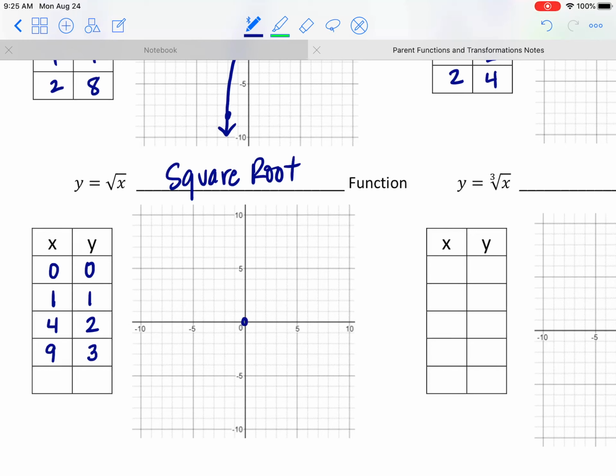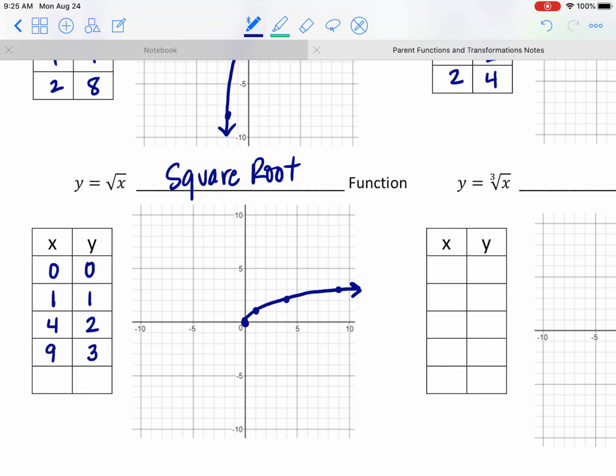So we're going to have a starting point for this graph at 0, 0. And then we've got a point at 1, 1, and at 4, 2, and at 9, 3. And the graph will continue in this direction, but not continue the other. So we have a starting point, an endpoint on this graph, and then it goes forever in just the one direction. And that's going to be true for every square root function.